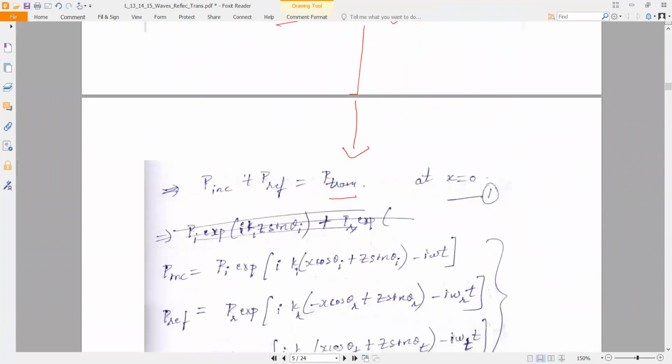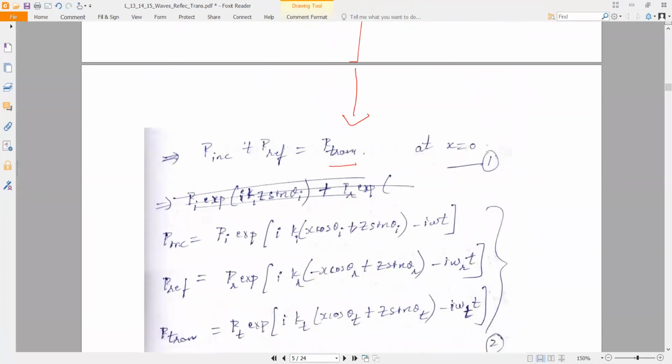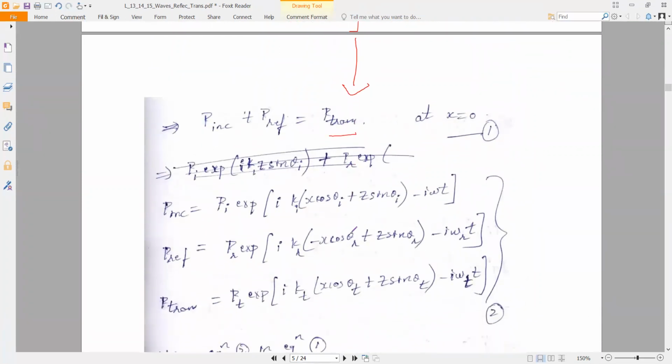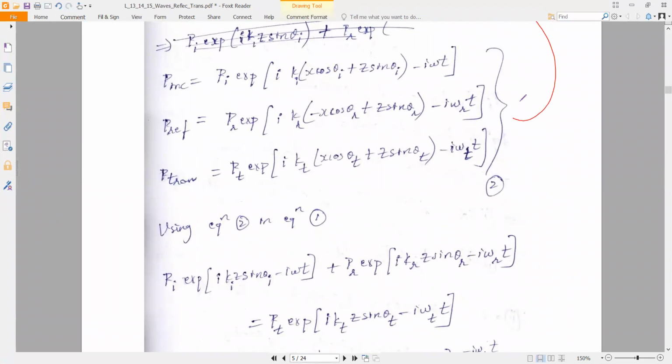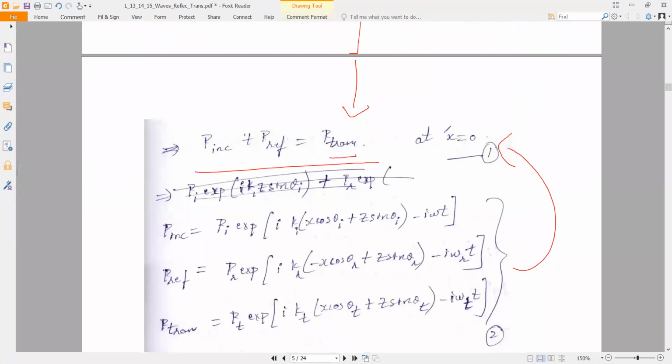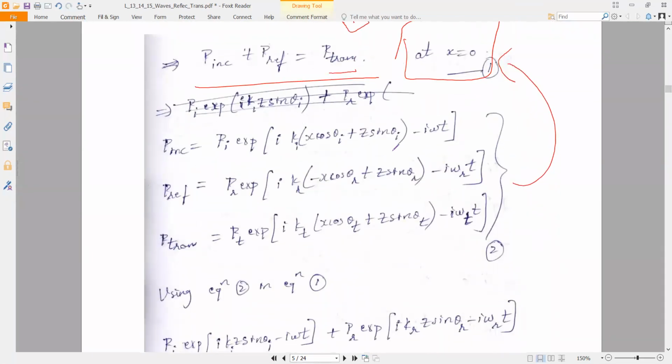So we know the expression for P incident. We know the expressions for P reflected and P transmitted because we know the corresponding Ki, Kr, and Kt. Of course, Kr and Kt are to be determined, right? So we know the expressions for all these things. So I'm simply substituting equation 2 in equation 1. That's all I'm doing. So this is the expression I have, Pi times exponential this. But I know this expression is valid only at x equals 0. So I'm setting x equals 0 in equation 2, as in these three terms are being set to 0 because we are dealing at the boundary.